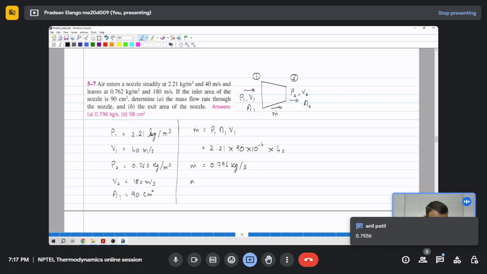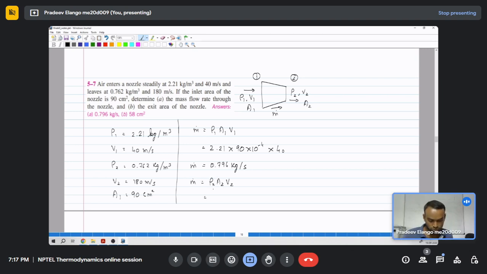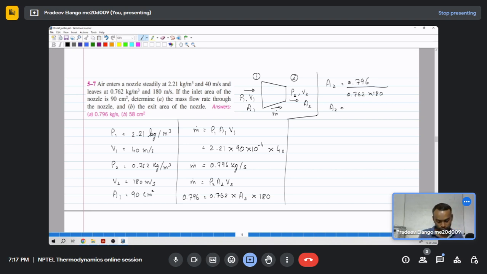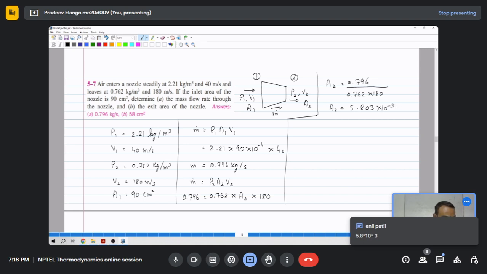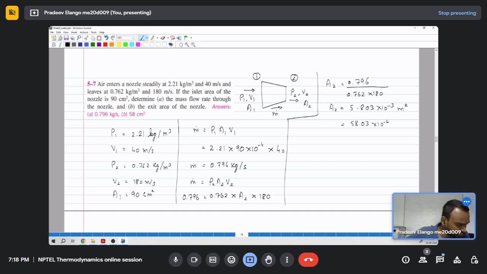And to find the exit area, we have m dot equal to rho 2 A2 V2. So this is 0.762 into area 2 into velocity 180, and m dot is the same, 0.796. So A2 is equal to 0.796 divided by 0.762 into 180. This is 5.803 into 10 power minus 3 meter square, so convert to centimeter square. We will have 58.03 into 10 power minus 4 meter square. So this is approximately 58 centimeter square.